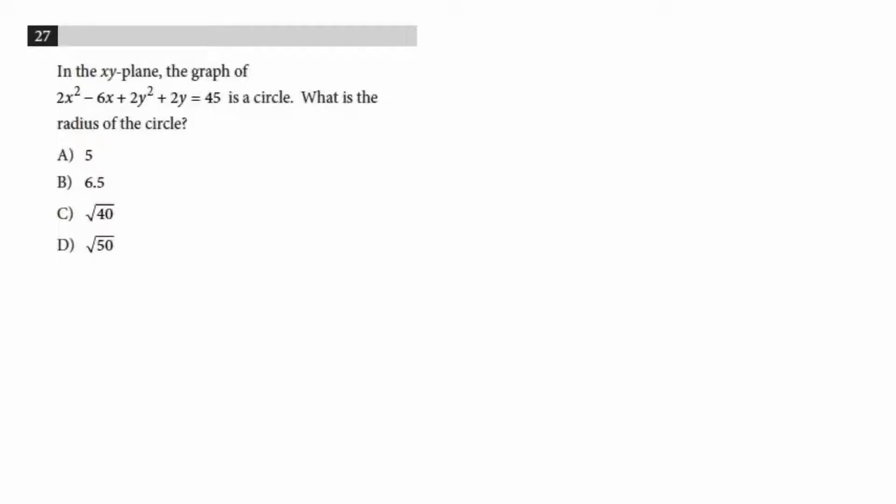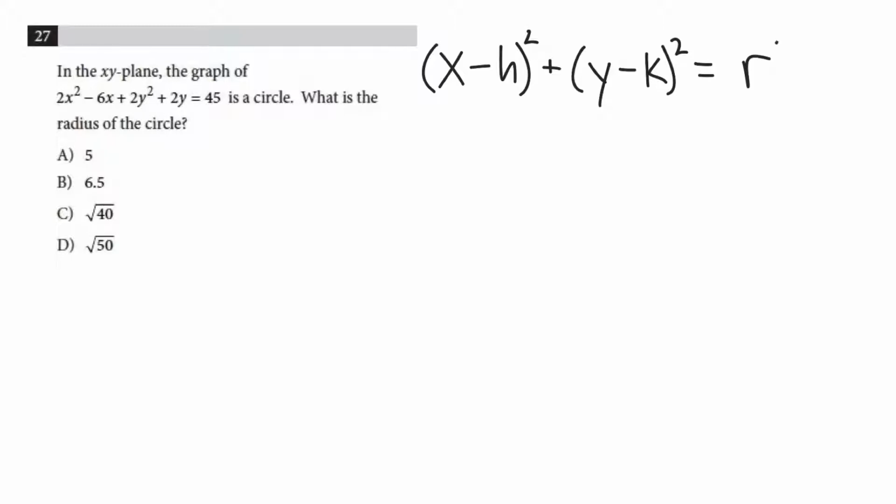So we need to put this in general form. To do that, we're going to need to complete the square for our x's and our y's. The general form is going to be x minus h squared plus y minus k squared equals the radius squared. So we want a perfect square for x and a perfect square for y. And then we will move all of our constants to the right and then take the square root to find the radius.